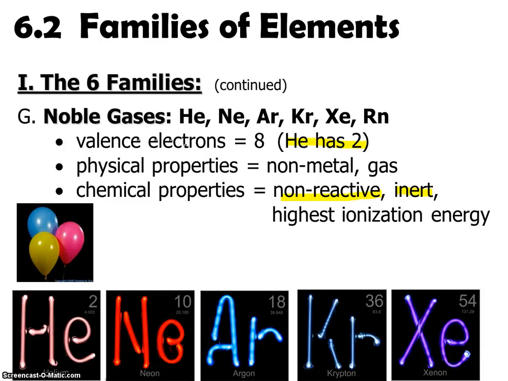And so to take a picture of them, they would all be gases. They're very famous for being used in neon lights. For example, neon lights are named after neon, and this is what all of their gas diffusion tubes would look like.